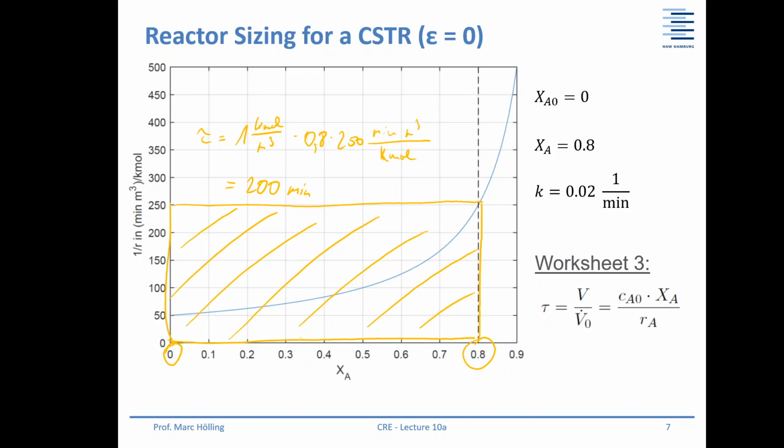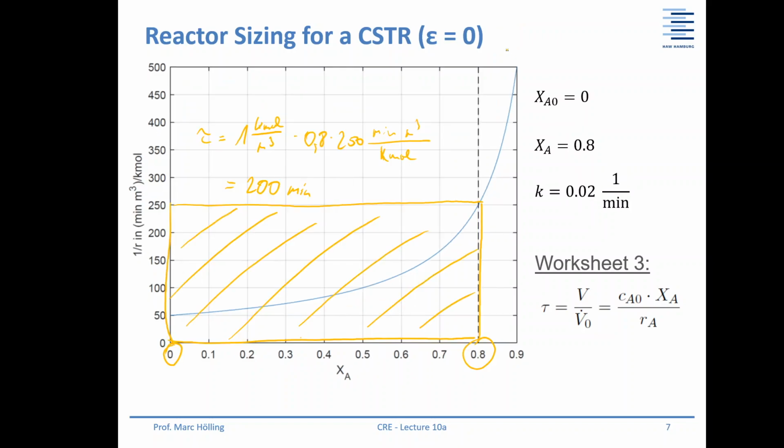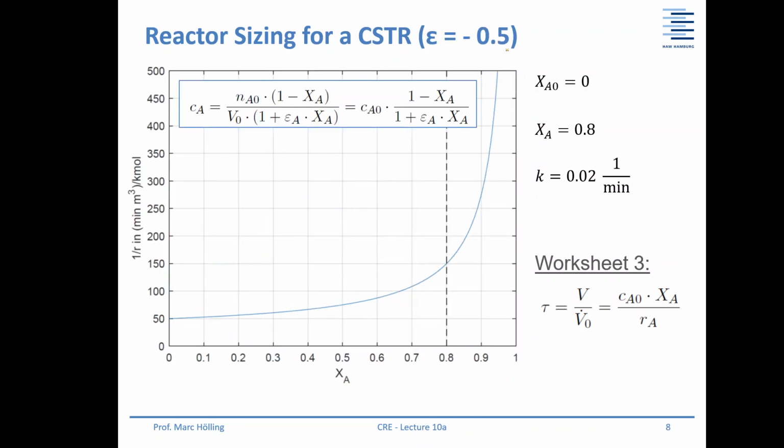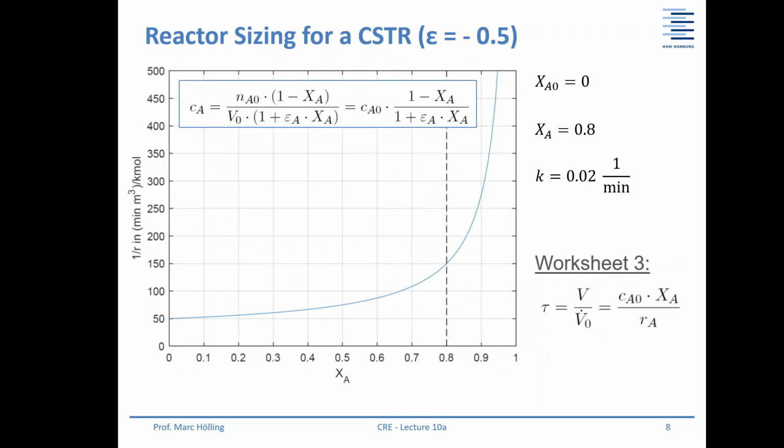Let's have a look at what happens if you have a change in density, if your epsilon is not 0. Here it's a negative value, and you can see your volume is decreasing. This means your concentration will become higher compared to the constant density reaction. So your reaction is a little bit faster, and if your reaction is faster, your 1 over r curve is a little bit flatter. If you compare, at a conversion of 80% it's 250, and here for a conversion of 80%, it's 150.